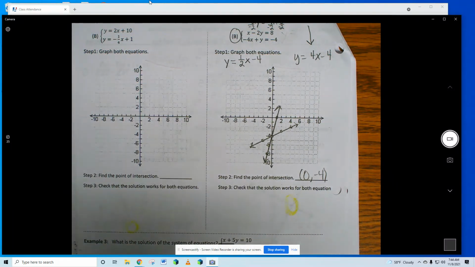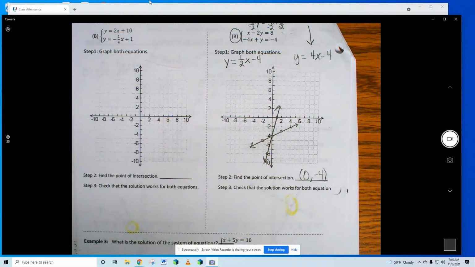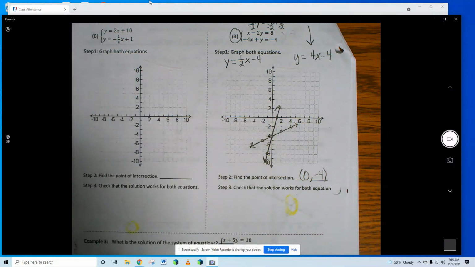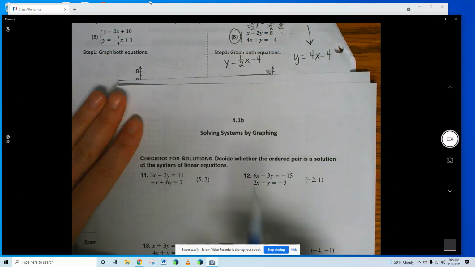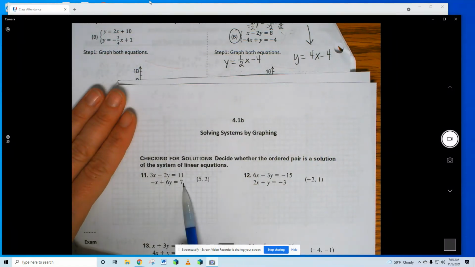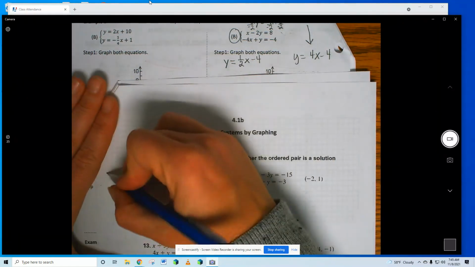I'm not going to check. But if I did check, do you have some part of your homework tonight where it does say check? It's like this. Decide whether the ordered pair is a solution. So you just plug it in.